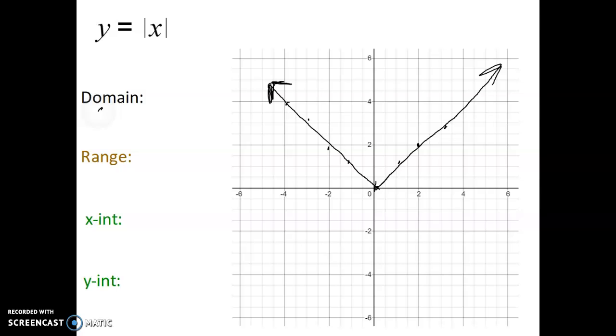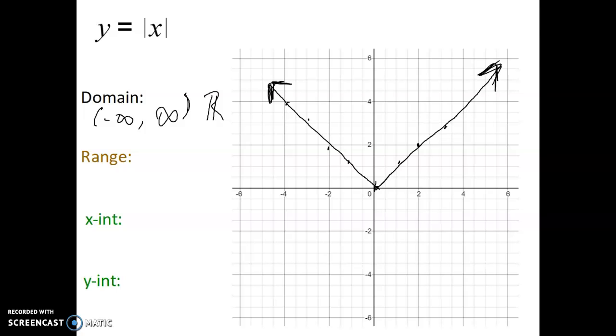Look at the fact that it's going to the left. So negative infinity. And this arrow tells me it's going on and on forever to the right. So that's going to be positive infinity. All real numbers is fine as well if you want to write that.